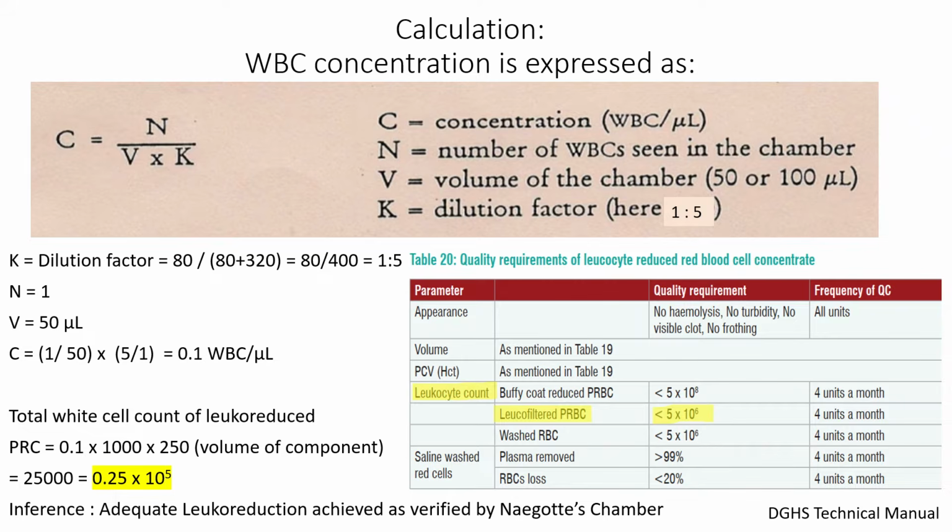Here, dilution factor is amount of sample taken divided by the total amount of sample plus Turk's fluid, which is 1:5 dilution factor. Here, the number of WBC seen in the chamber was 1. The volume of the Nageotte's chamber was 50 microliter. Hence, the concentration is 0.1 WBC per microliter. Hence, adequate leucoreduction is achieved as verified by Nageotte's chamber.